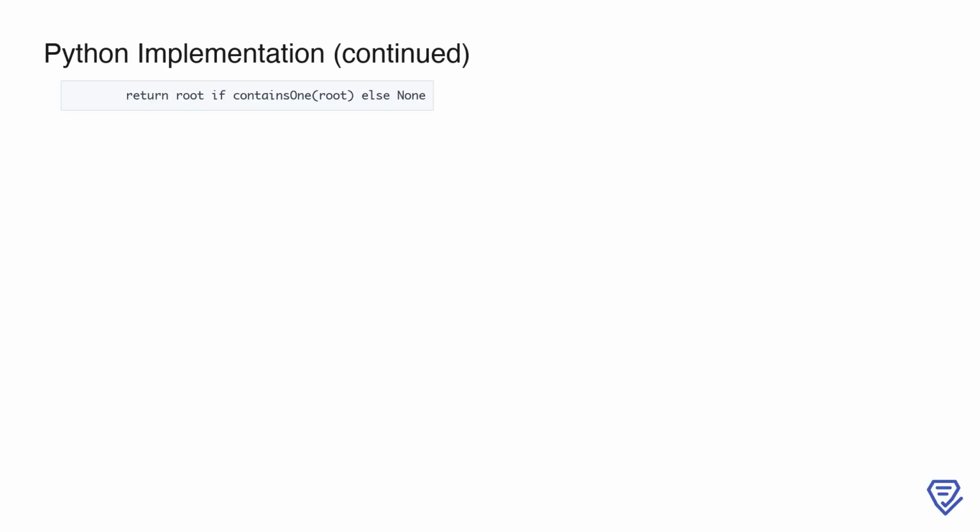The last step in the pruneTree method is to call the contains1 helper function on the root node. If the root itself, along with its subtrees, does not contain a 1, the entire tree is pruned, and we return None. Otherwise, we return the potentially modified root node that now represents the pruned tree. This completes the Python implementation of binary tree pruning, where we ensure that only the nodes and subtrees containing at least one 1 are preserved in the final tree structure.